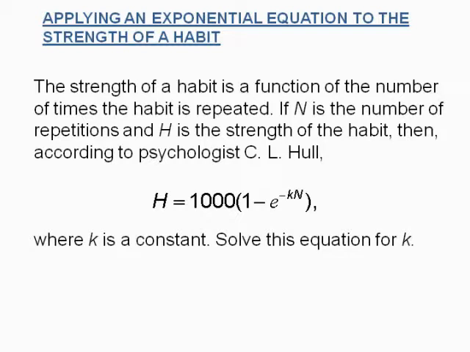If n is the number of repetitions and h is the strength of the habit, then according to the psychologist C.L. Hull, who you will probably hear about in your studies, h equals 1,000 times (1 minus e raised to the negative kn power), where k is a constant. Hull must be the h. It's not only mathematicians that get their name in books, also psychology people. So we're going to impress our psychology folks and the psychologist C.L. Hull by solving this equation for k.